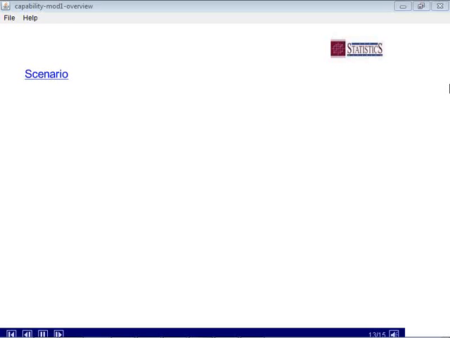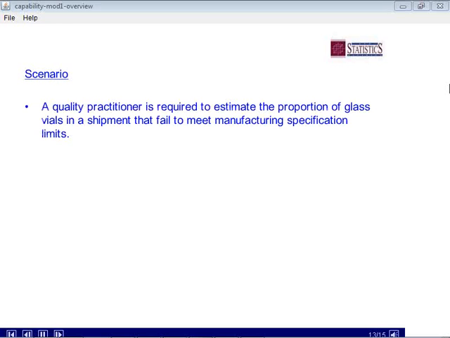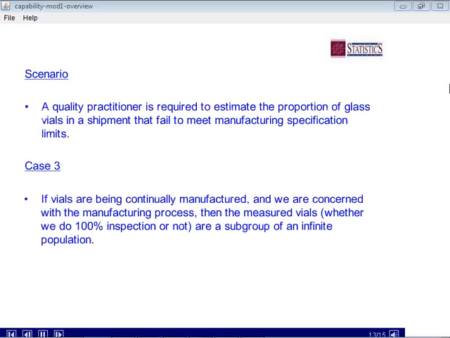So again, we've got this quality practitioner with the glass vials, but for this third case, we're going to say that if the vials are being continually manufactured, okay, it's an ongoing process. We're making these vials day in, day out, and we're shipping them to customers all over the place, and we're concerned with the manufacturing process itself, then these measured vials, whether I do 100% inspection or not, are merely a subgroup of an infinite population.